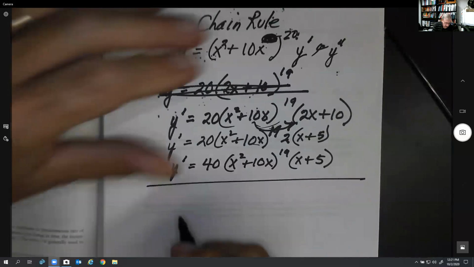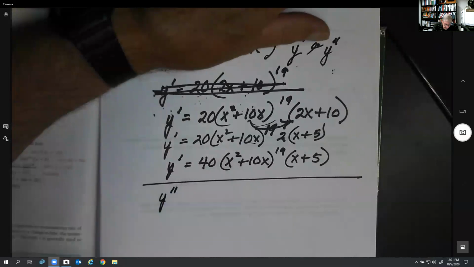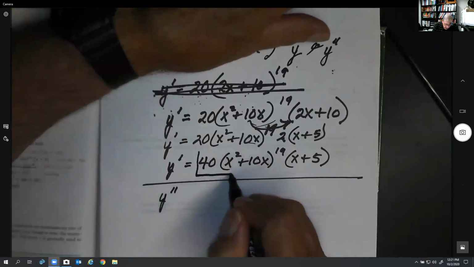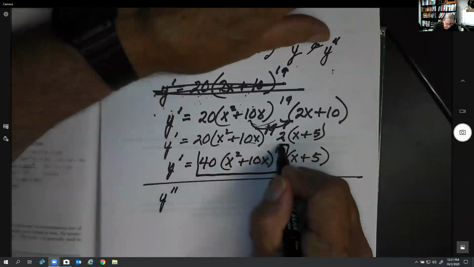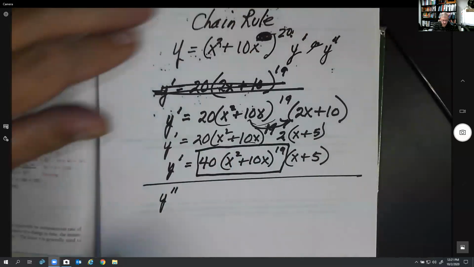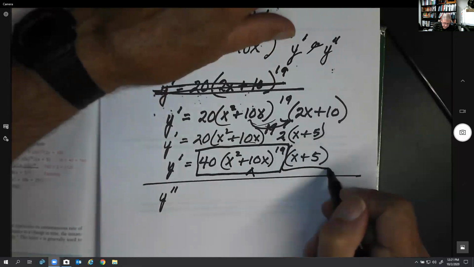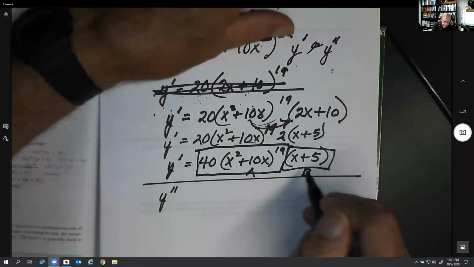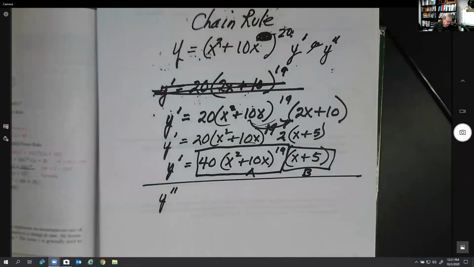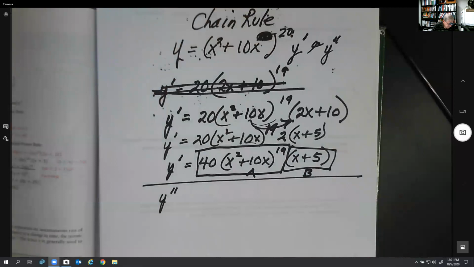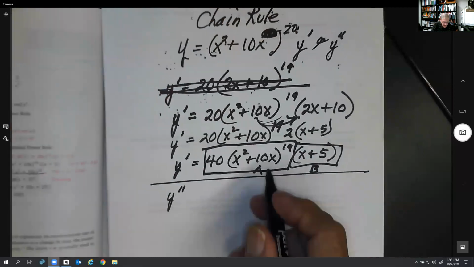Okay, now we're going to go hunting for the second derivative. Now, we're going to consider this all one term right here. We're going to consider that one term. That's your A, and this is your B. So we have to do an ABBA on it. So this is A.